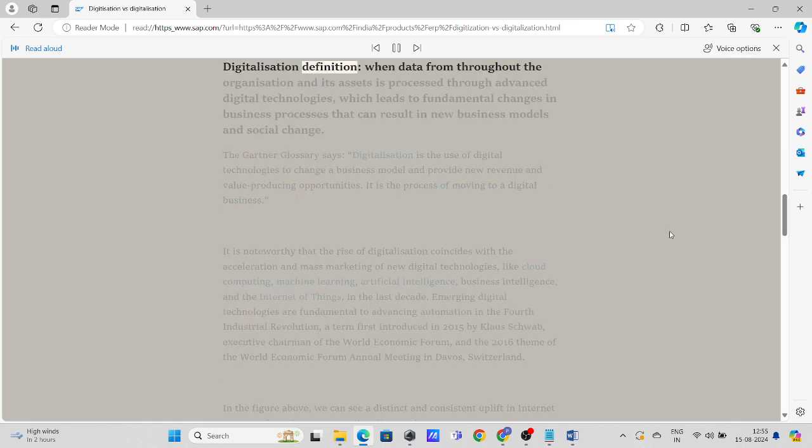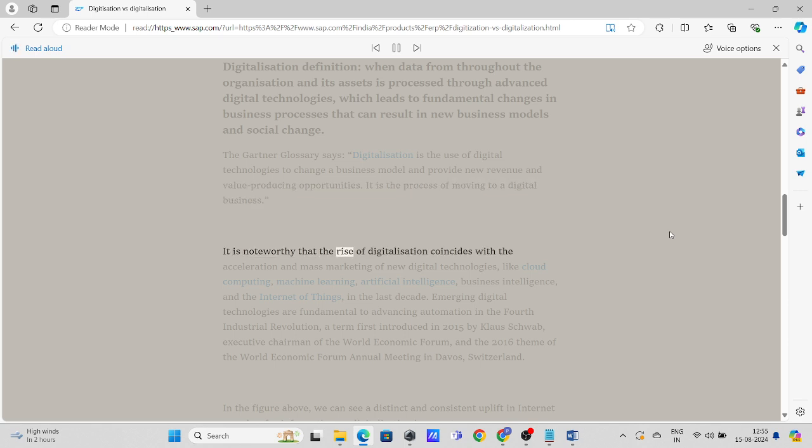Digitalization definition: when data from throughout the organization and its assets is processed through advanced digital technologies, which leads to fundamental changes in business processes that can result in new business models and social change. The Gartner Glossary says, digitalization is the use of digital technologies to change a business model and provide new revenue and value-producing opportunities. It is the process of moving to a digital business.